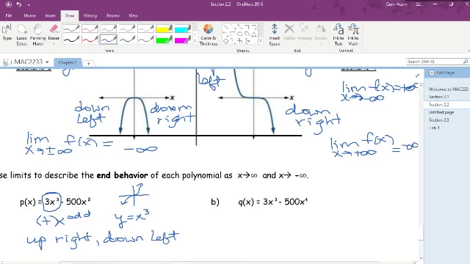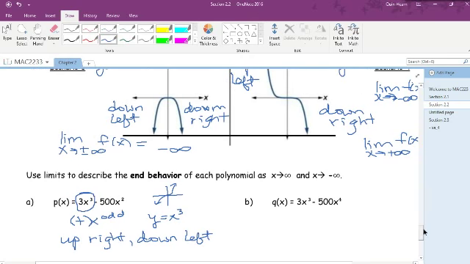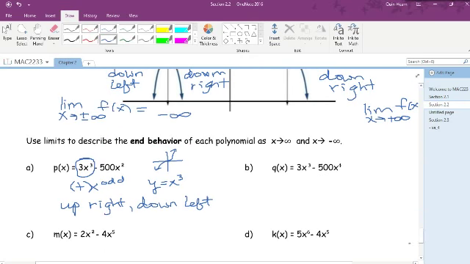And I would expect you to know how to represent that with a limit. So you'd say the limit as x goes to negative infinity is negative infinity. The limit as x goes to positive infinity is positive infinity.